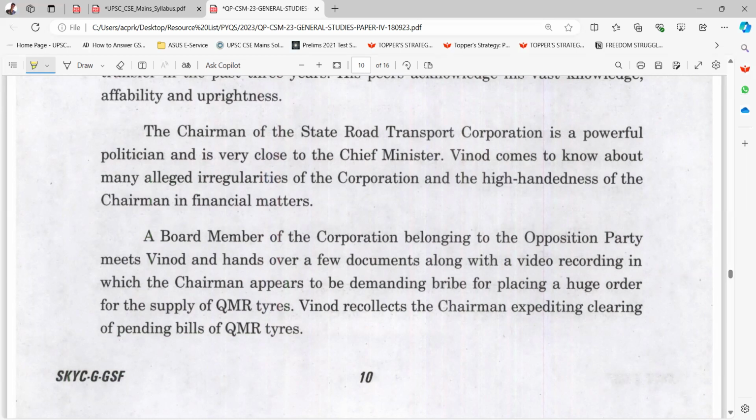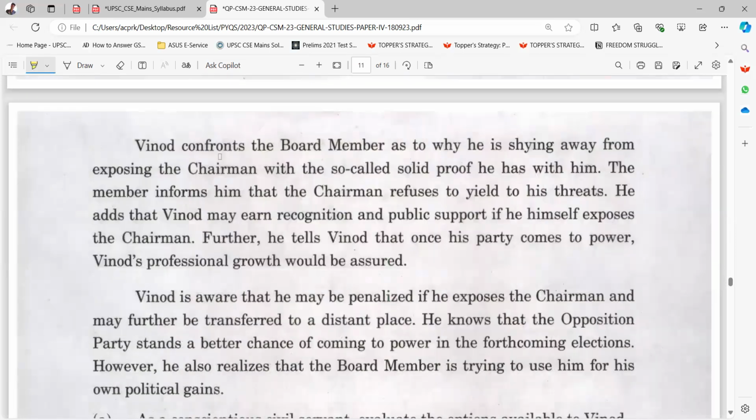Vinod comes to know about many alleged irregularities of the corporation and the high-handedness of the chairman in financial matters. A board member of the corporation belonging to the opposition party meets Vinod and hands over a few documents along with a video recording in which the chairman appears to be demanding a bribe for placing a huge order for the supply of QMR tires. Vinod recollects the chairman expediting clearing of pending bills of QMR tires. Vinod confronts the board member as to why he is shying away from exposing the chairman with the so-called solid proof he has with him.